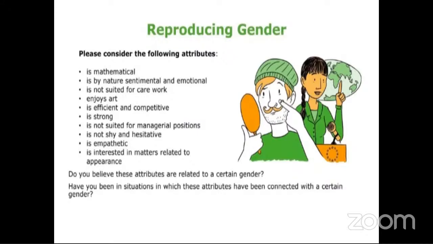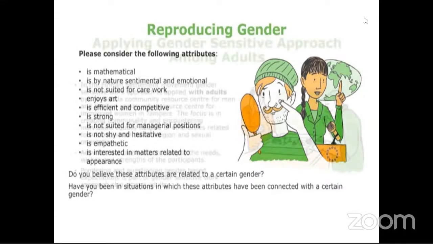They are not shy and hesitant. I don't think that these attributes are for a certain gender. A man can be emotional. A woman can run a company. A woman maybe can't cook. A man can cook. Next slide.